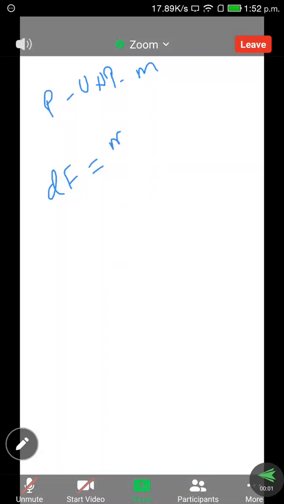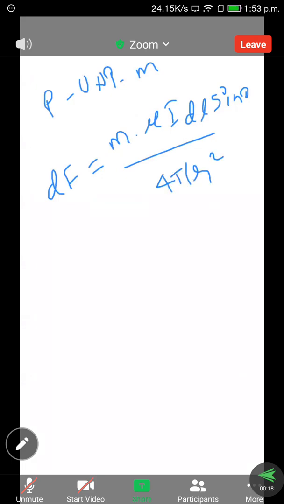Here m is the other pole strength. What is the point P? We have already derived that it is mu I dl sin theta by 4 pi r square. Only the extra m is multiplied, so this is the pole strength at point B.